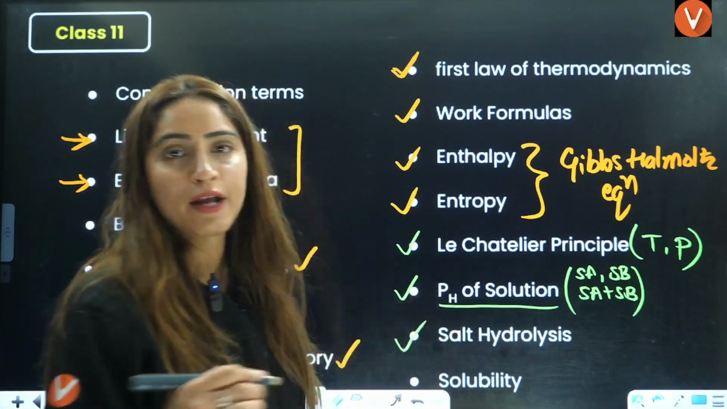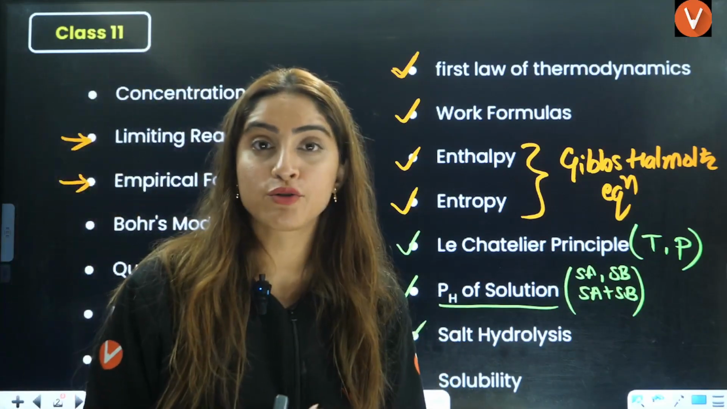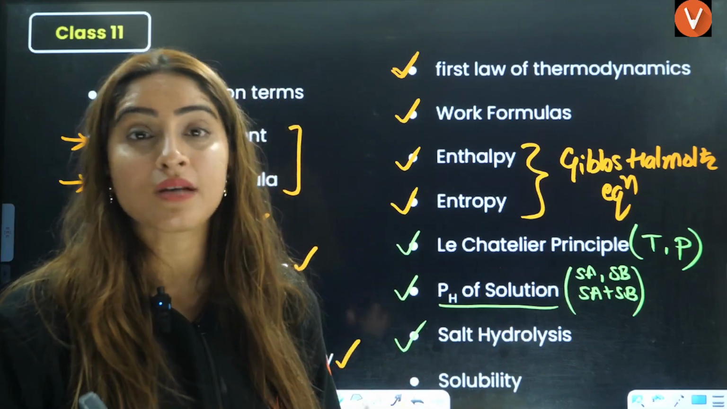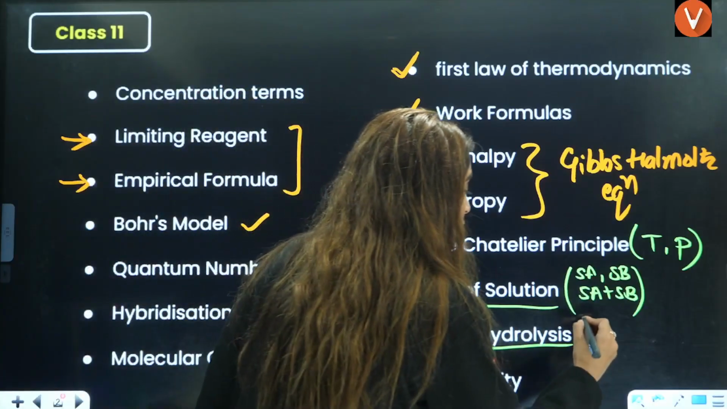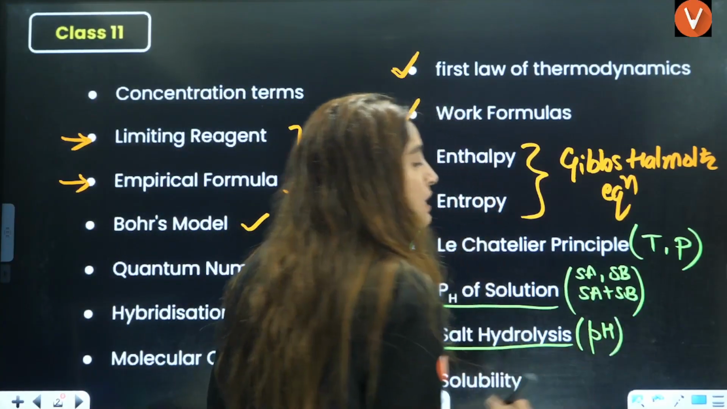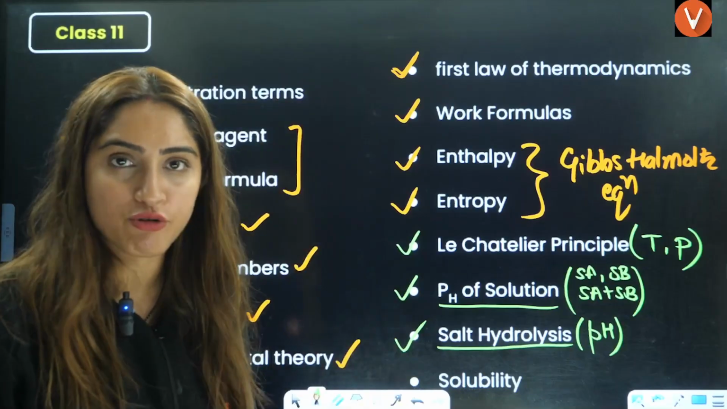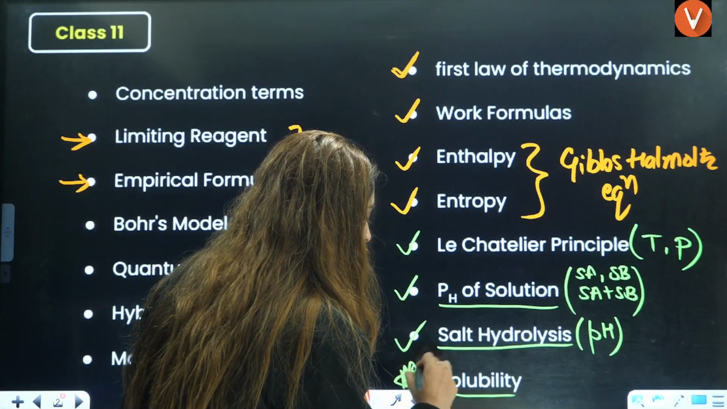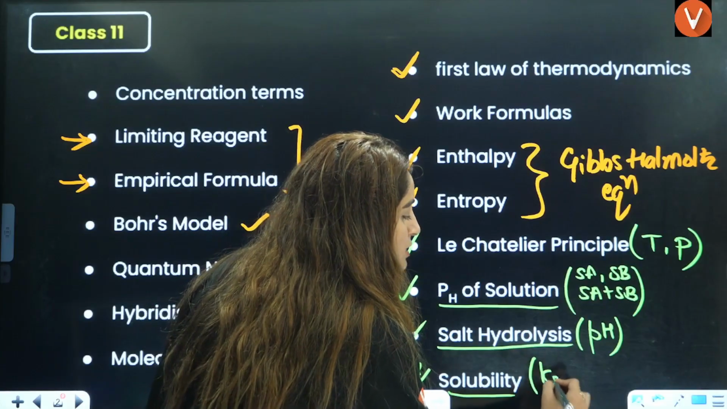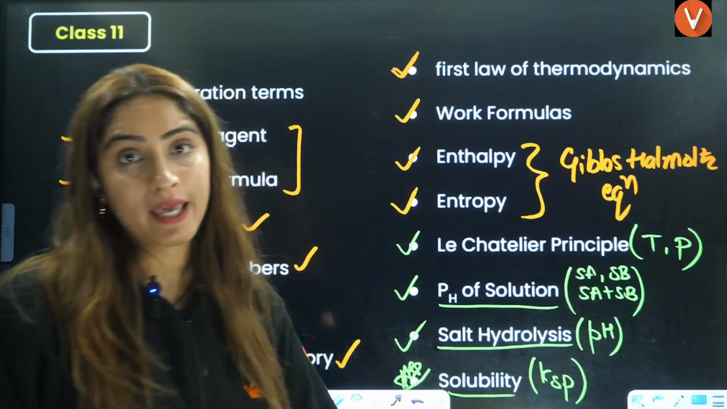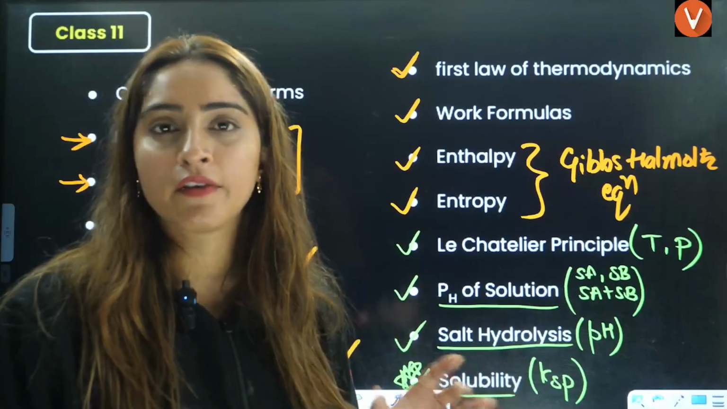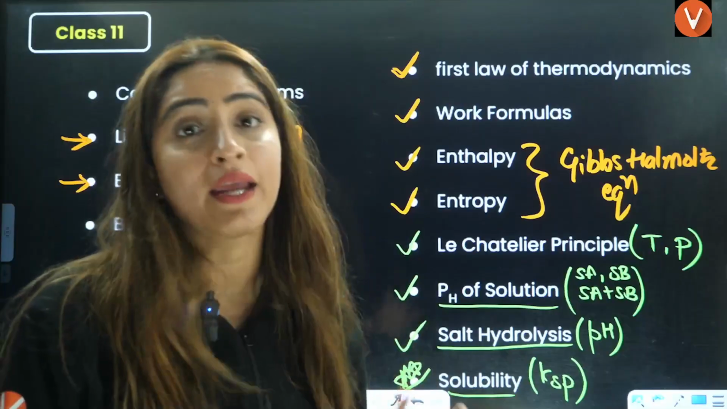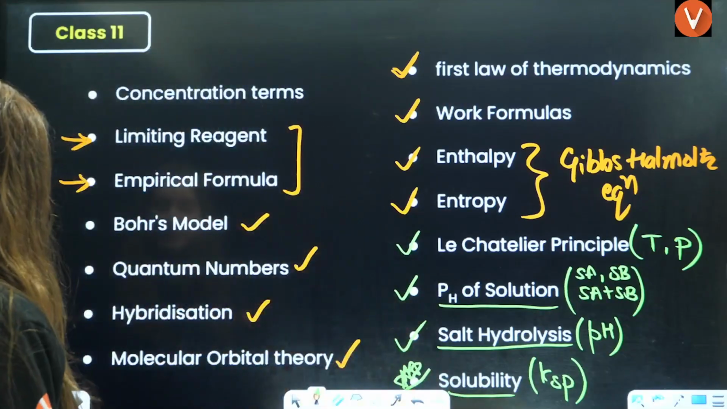Then there is salt hydrolysis. From salt hydrolysis, I would say usually the questions are asked based on the pH values of the salt hydrolysis, right? pH value of the salt hydrolysis, from there the questions are asked. From solubility, very important, that is KSP, right? So from KSP, high chances that they will ask you either questions from solubility or pH of the solution. It's very important, extremely important, right?